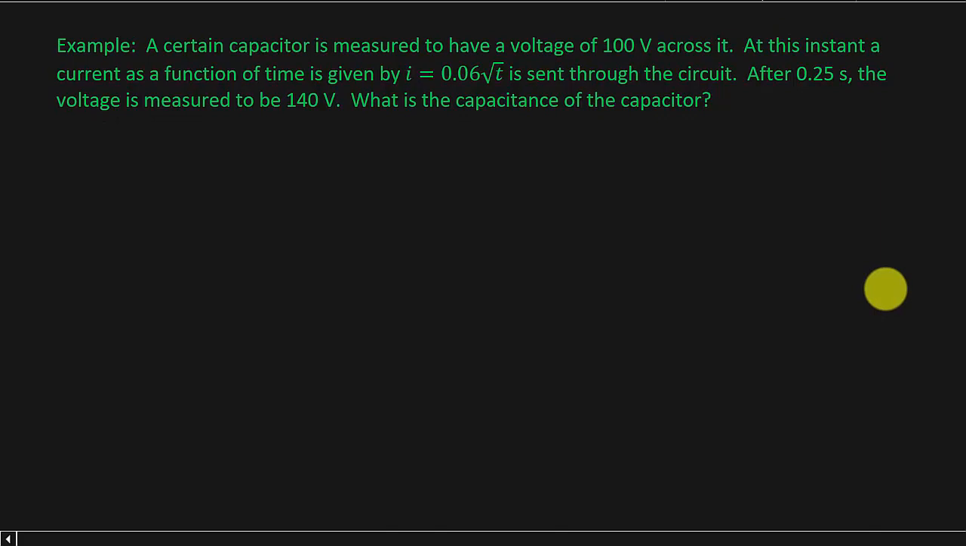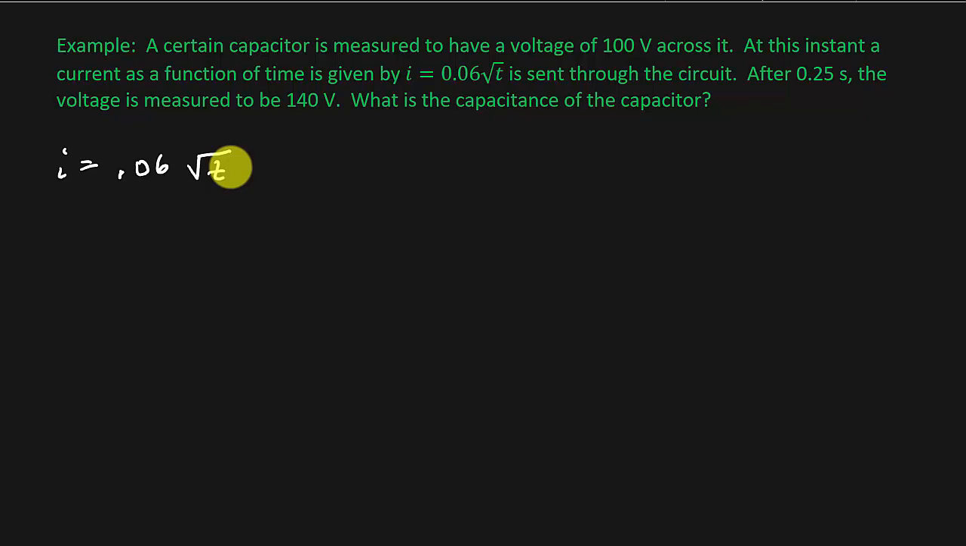Okay. Last problem. It says a certain capacitor is measured to have a voltage of 100 volts across it. At this instant, a current as a function of time, I equal to 0.06 square root of t, is sent through the circuit. After 0.25 seconds, the voltage is measured to be 140 volts. What is the capacitance of the capacitor?